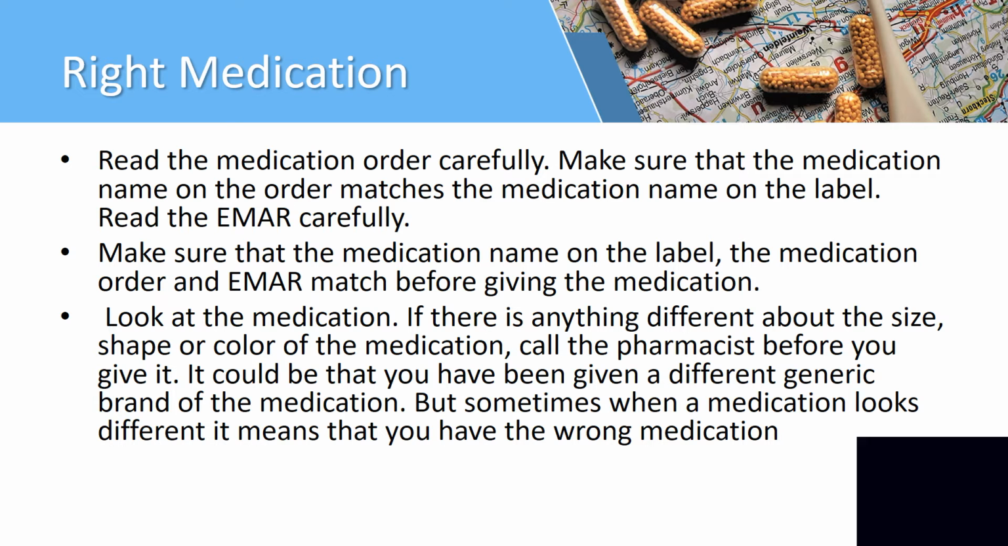Read the medication order carefully. Make sure that the medication name on the order matches the medication name on the label, and read through the EMR carefully. Make sure that the medication name on the label, the medication order, and the EMR all match before you give the medication. Look at the medication. If there is anything different about the size, the shape, or the color of the medication, call the pharmacist before you give it. It could be that you have been giving a generic brand of the medication, but sometimes when a medication looks different, it might mean that you have the wrong medication.